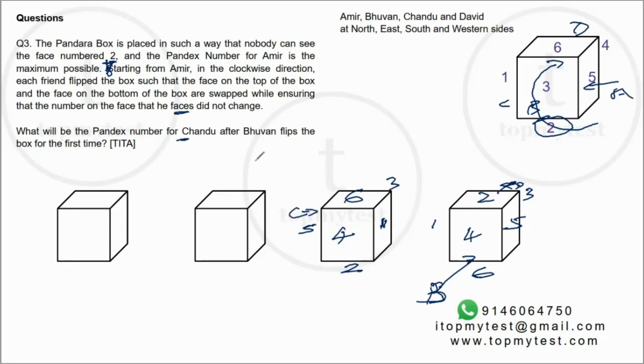Now the question is, what will be the Pandex number for Chandu? Before he flips, after Bhuvan flips, before Chandu gets his turn, it is basically 5 plus 6. 5 plus 6 is 11.